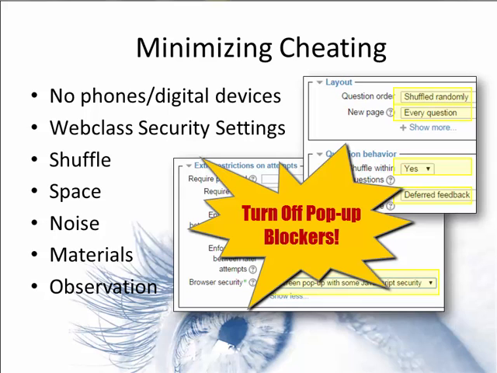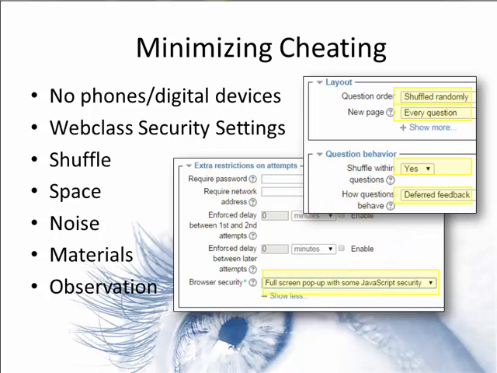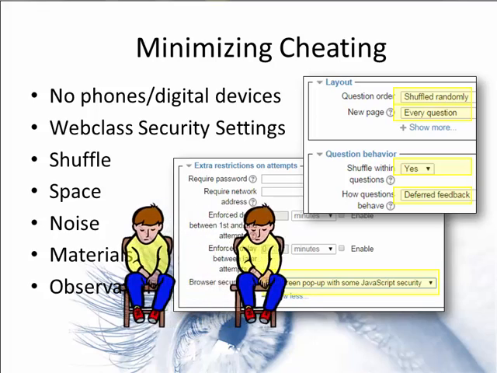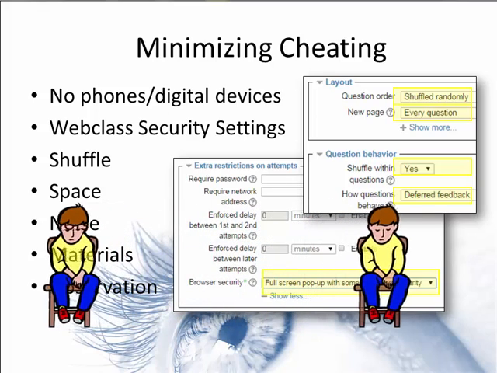You may wish to create a short one-question quiz prior to the actual exam to allow students to test their system. To the greatest extent possible, space students out so that it becomes more obvious when they try to read another student's screen or use illicit materials.